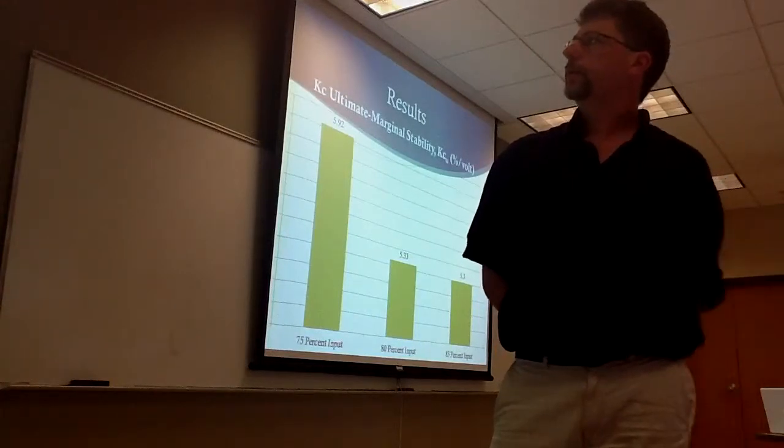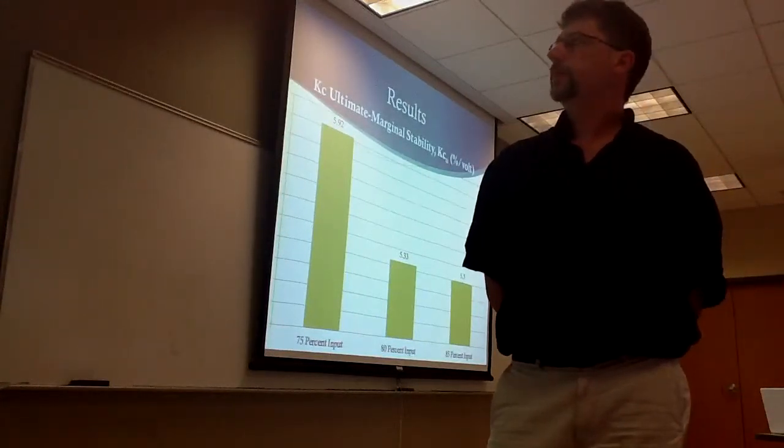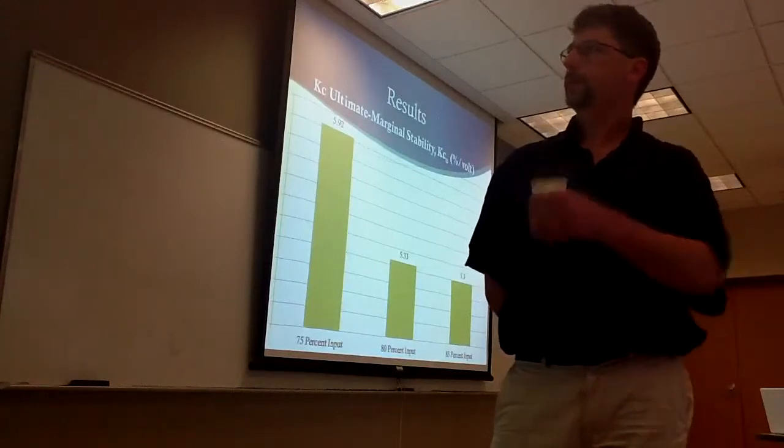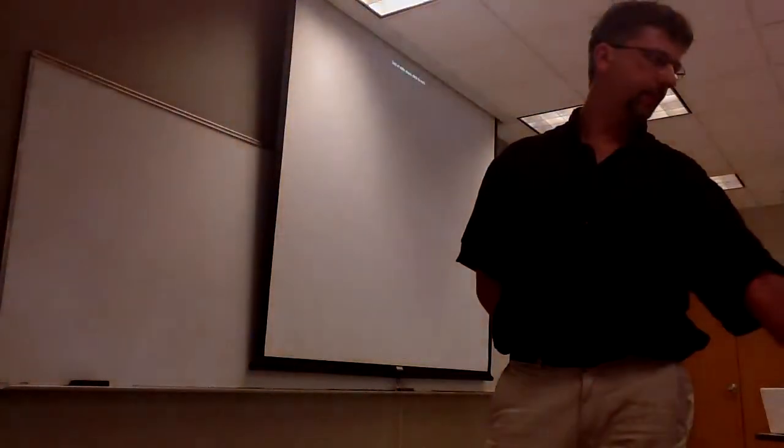And our ultimate KC, where the marginal stability was, is approximately 5.3 to 6. It's the highest range.